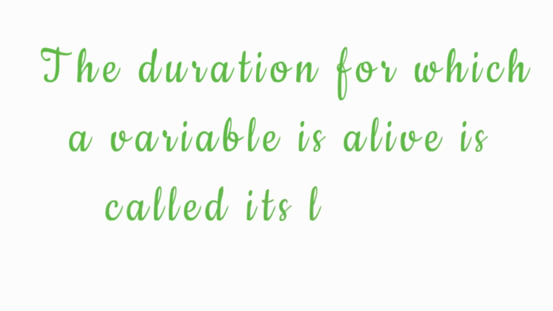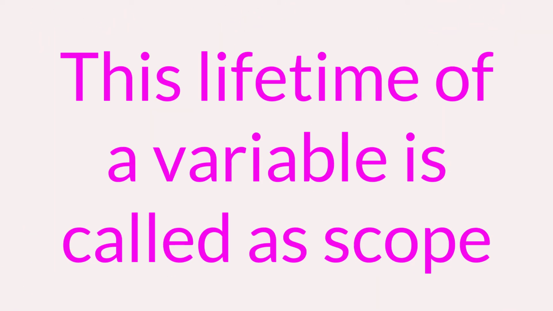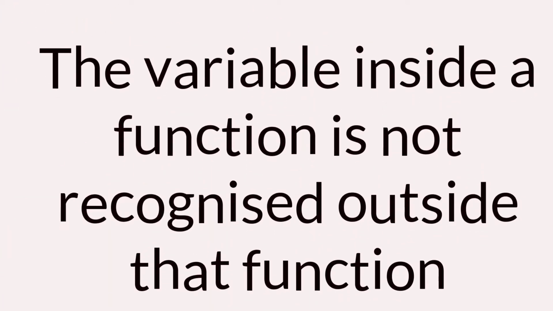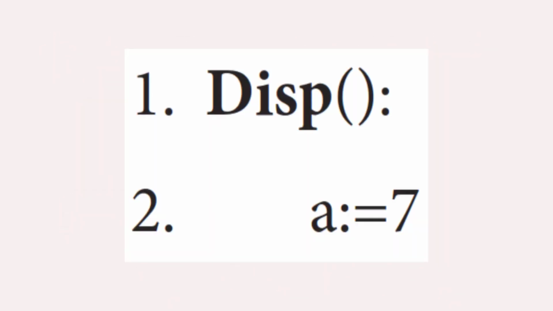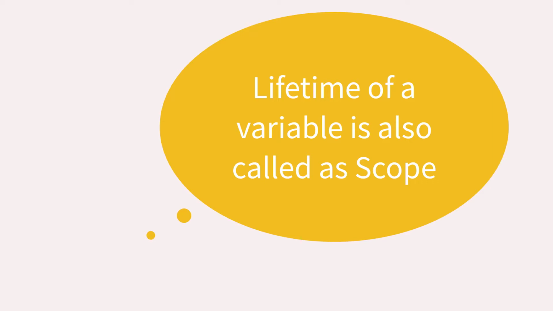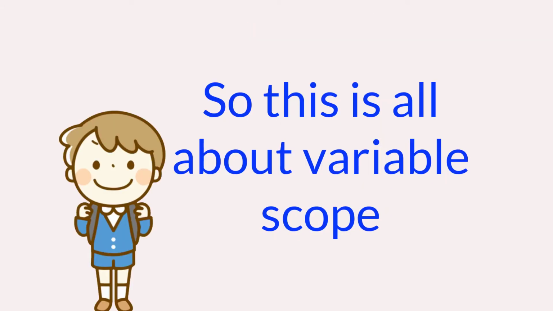The duration for which a variable is alive is called its lifetime. This statement means that the time till where the variable is recognized by the compiler is called the lifetime of a variable. This lifetime of a variable is called scope. We have already shown with an example that a variable inside a disp function is not recognized outside that function. So the scope of the variable a is limited within the definition of the disp function. The lifetime of a variable is also called scope. So this is all about variable scope.